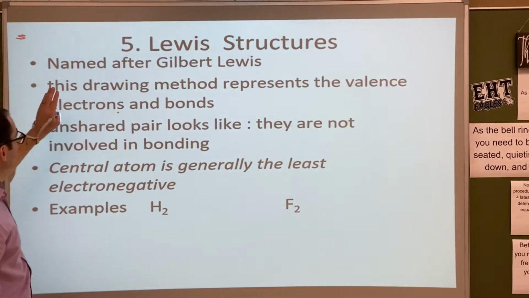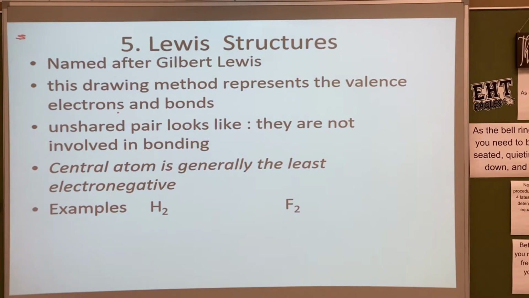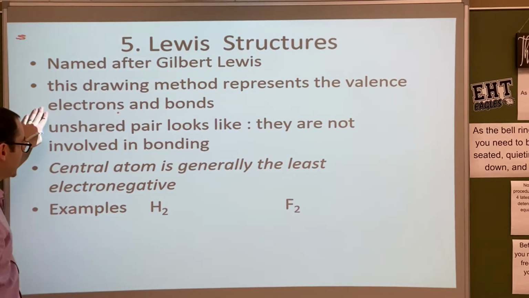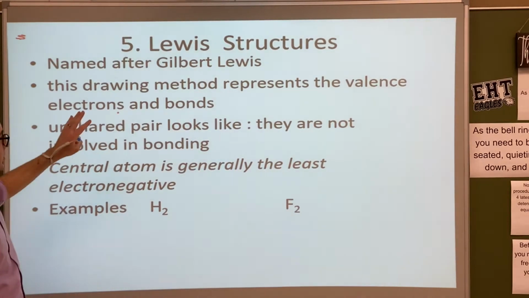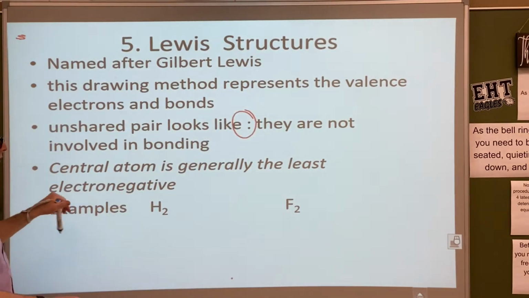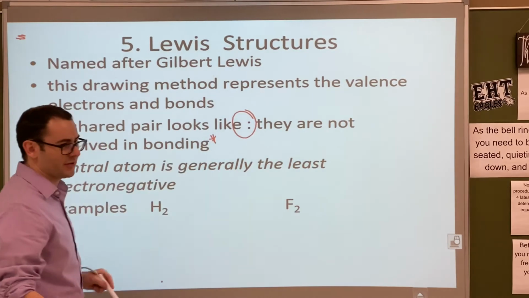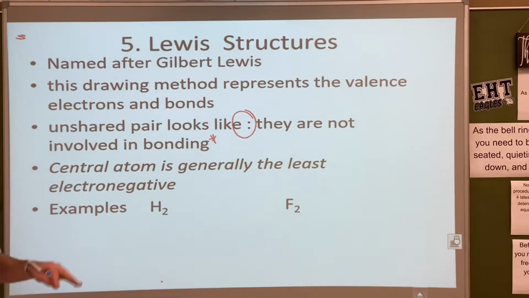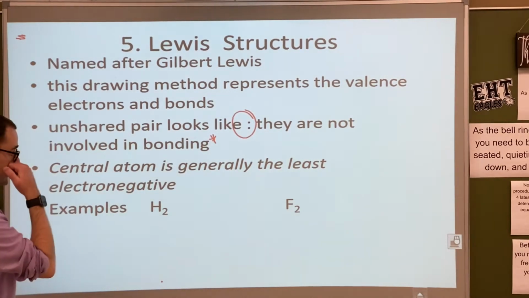Okay, so this drawing method represents the valence electrons in bonds. Unshared pairs look like this. They're not involved in bonding. Put in an asterisk, because nothing is ever completely true in chemistry. There are exceptions that we'll even go over this year.